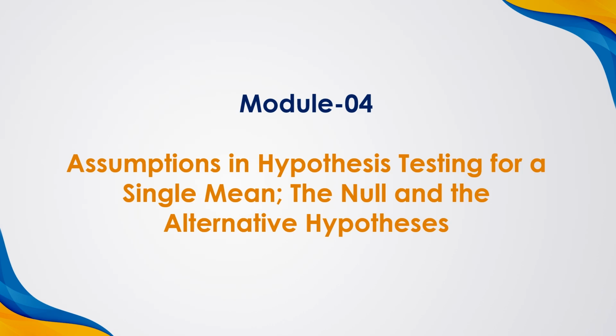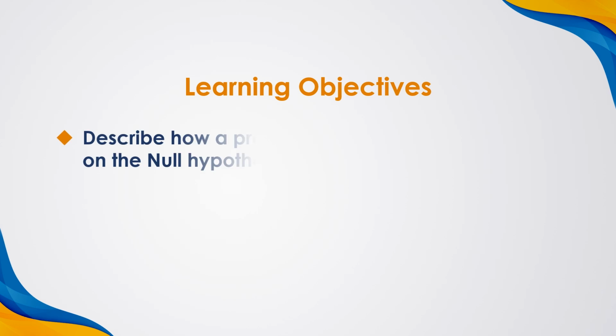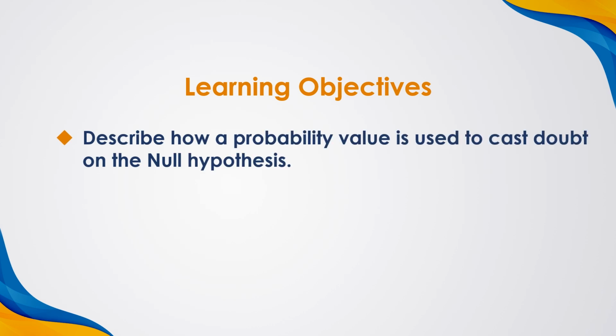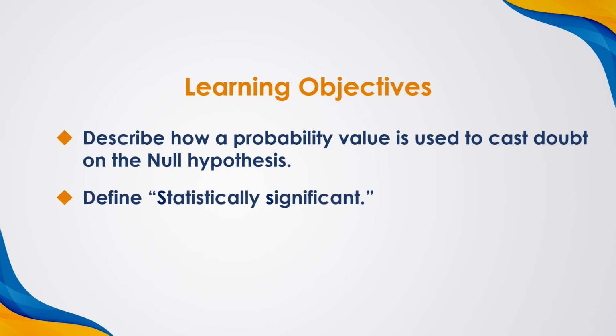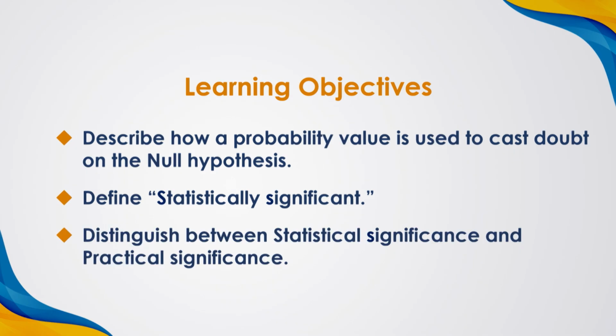The first module: assumptions in hypothesis testing for a single mean and the null and alternate hypothesis. Part 1, test of significance: practical significance or statistical significance. The learning objectives are: describe how a probability value is used to cast doubt on the null hypothesis; define statistical significance; distinguish between statistical significance and practical significance.